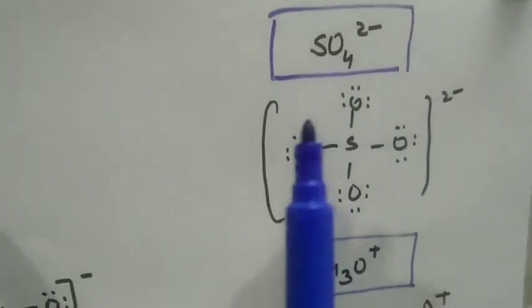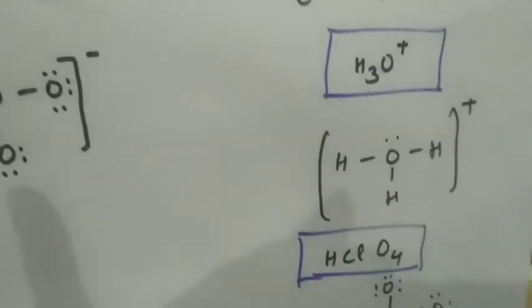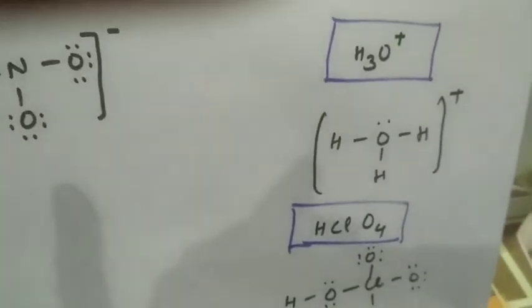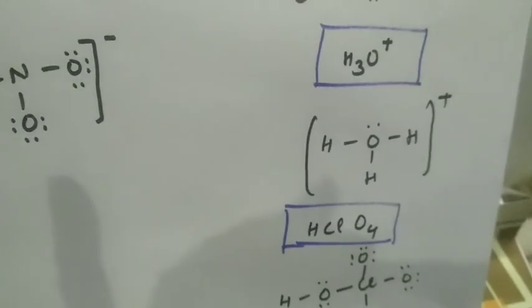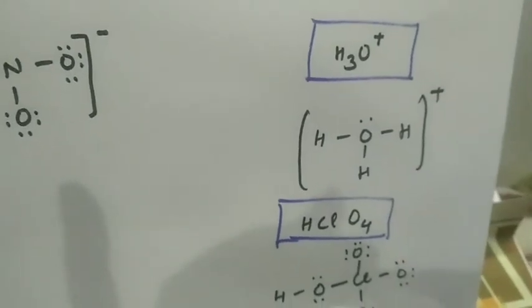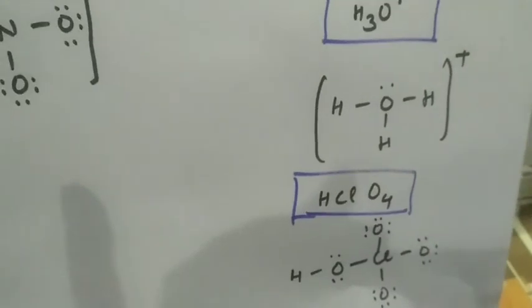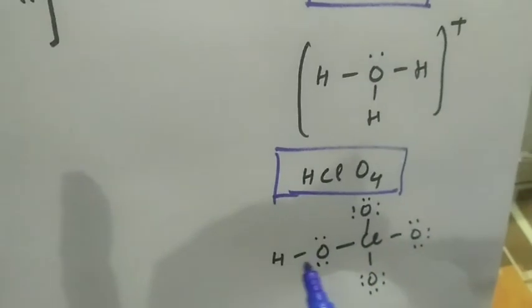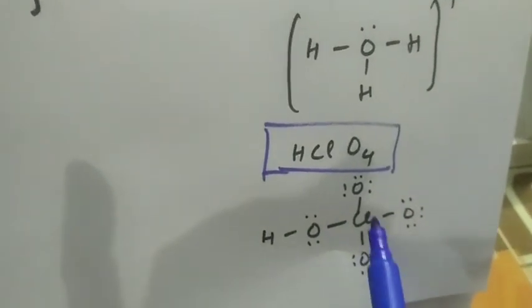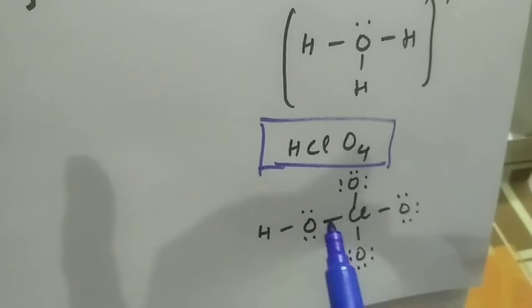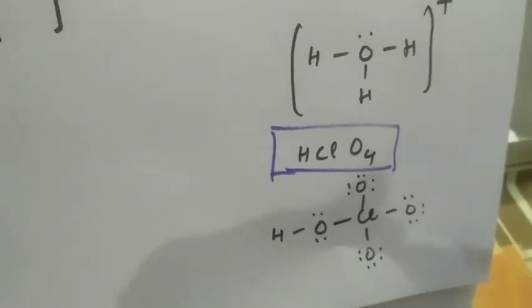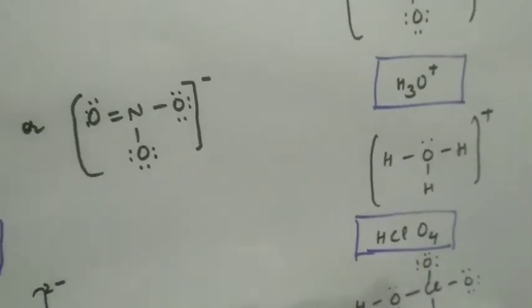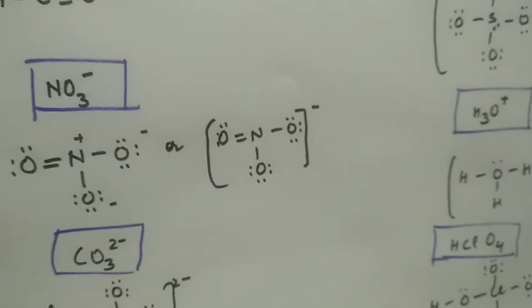For sulfate ion, sulfur in the center and 4 oxygens on the side. Then for hydronium ion, the oxygen atom is placed in the center, 3 hydrogens on the side, and a positive charge. For HClO4, this is an acid, so 1 OH and 3 oxygens, a single bond and 6 electrons distributed in order to complete the octet. So these are the different Lewis structures for molecules.